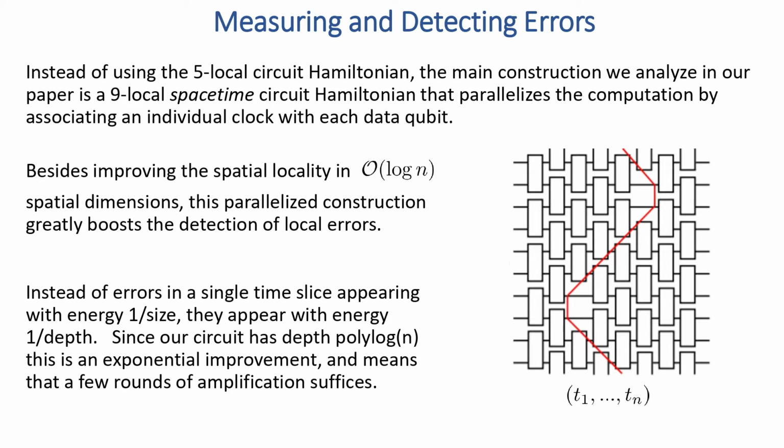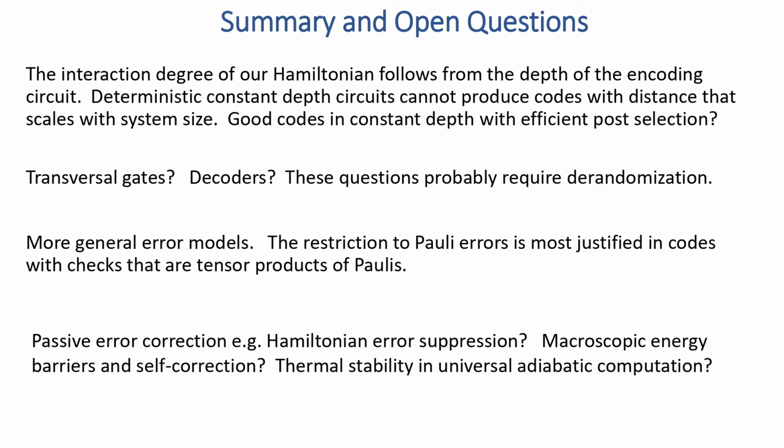Instead of 1 over the circuit size, it becomes 1 over the circuit depth. This is kind of an exponential improvement because our encoding circuits have polylogarithmic depth. So that is the reason that we use these much more complicated space-time Hamiltonians in our full version of the construction.